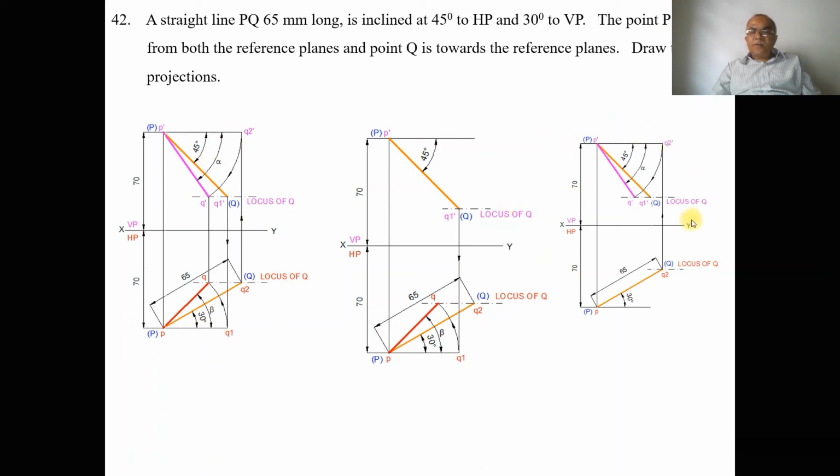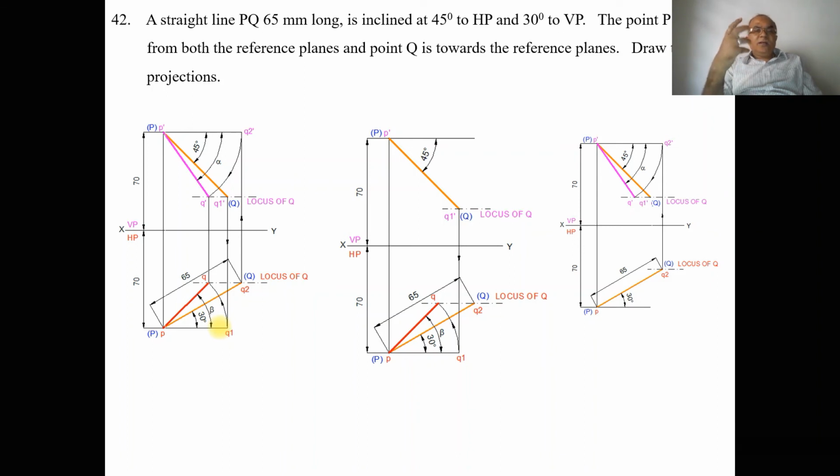So this is what we have shown individually. Then when you join Q and Q dash, both should lie on the same line. Then only the problem is right. Where alpha is the apparent inclination with respect to HP and beta is the apparent inclination with respect to VP. So this is how you will be able to find the solution.